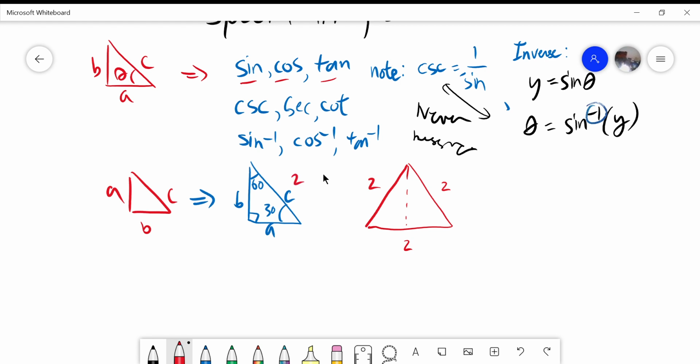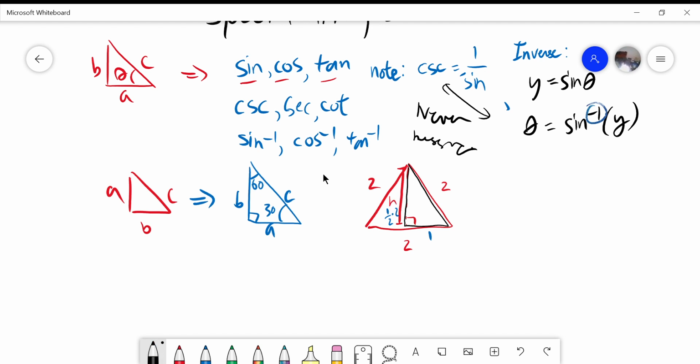We assume that the side length of each side is 2. So therefore, cutting this in half, this side length is equal to 1, because this is half of 2. So now we know 2 sides of this triangle, and we can use the Pythagorean Theorem to find out what the side length of this side is. We'll call it h.